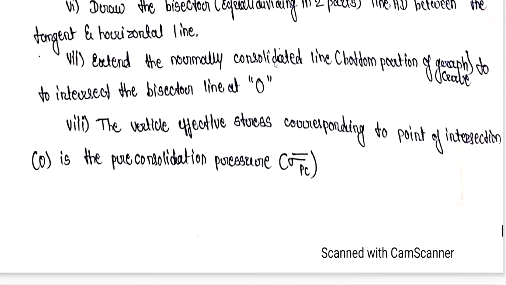Next, extend the normal consolidation line, the bottom portion of the graph or curve, to intersect the bisector line at point O.